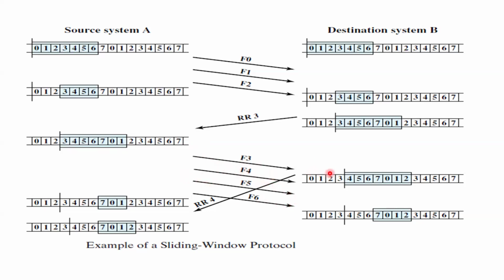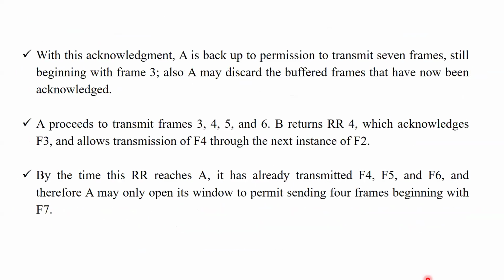When F3 was transferred, the receiver sent a request for 4. After receiving 4, 5 and 6, the receiver sent the request for 7. So the sliding window has moved from 4 to 7 again. Now my window is 7, 0, 1, 2. This is a 4-bit sequence window. Okay, fine. So this is a small explanation of the sliding window protocol, and based on it you should have a clear understanding.